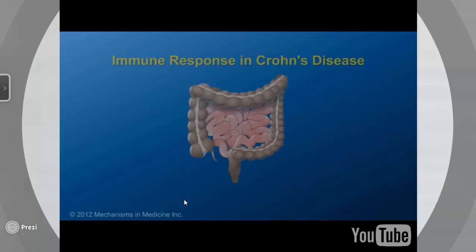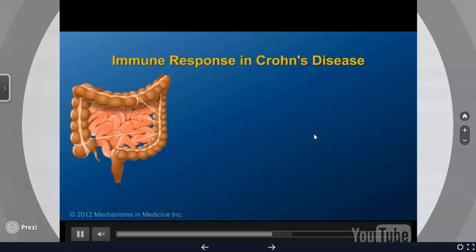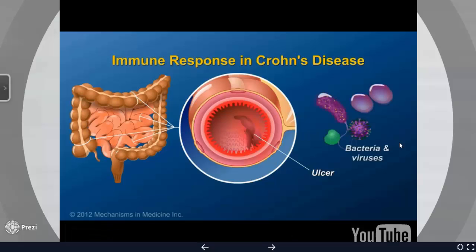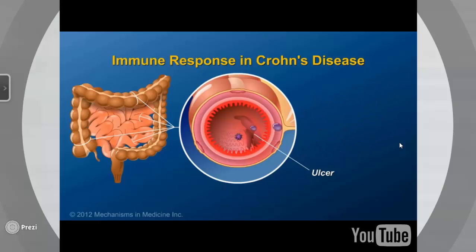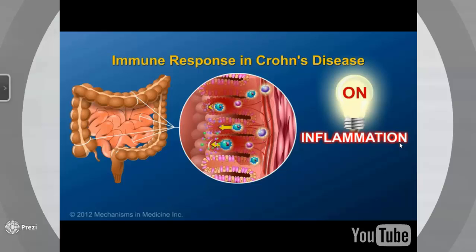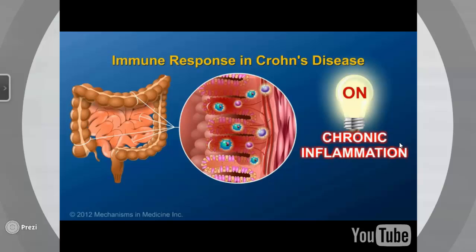In Crohn's disease, inflammation, ulcers appear within the GI tract, and the immune system works to combat the bacteria and viruses in the same way as with a cut on the surface of the skin. However, the difference is that the immune system is not able to turn itself off after it has gotten rid of the bacteria or virus, so the ulcers remain until they are treated with medicine or surgery.